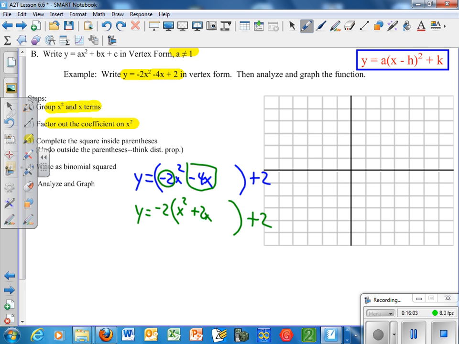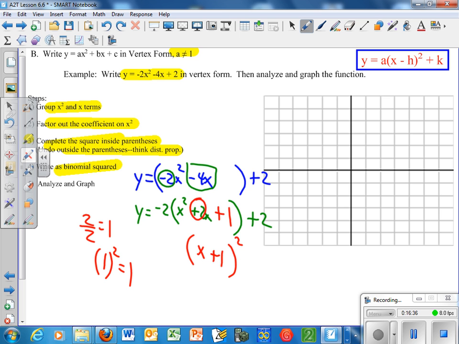Whatever that number is in front of x squared, it's got to get factored out of the x squared and the x term. Now, complete the square inside parentheses. Undo outside parentheses, think distributive property. Here's what I mean by that. So we're going to complete the square. I'm going to take half of the b value, which is 2, that's 1, and I'm going to square it, which is 1. So I'm going to add 1 here so that we can write this as x plus 1 squared, or a binomial squared. And I still have this negative 2 right here.